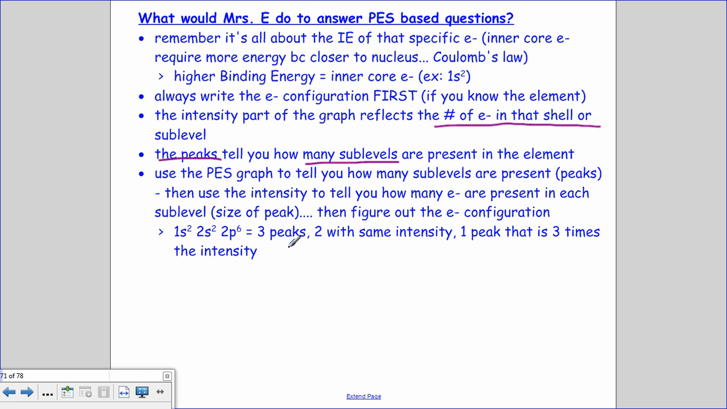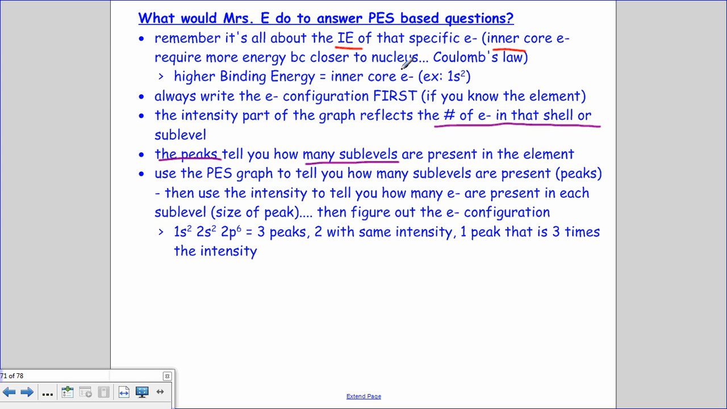All right, so when I go through and answer these types of questions, I always relate it back to electron configuration. That's if I know the atom. If I don't, I figure it out based on the graph. So it's all about the ionization energy, the energy needed to remove that electron. And usually we talk about removing the valence electrons, but this is why PES is so cool, because it can actually quantize the energy needed to remove any electron.